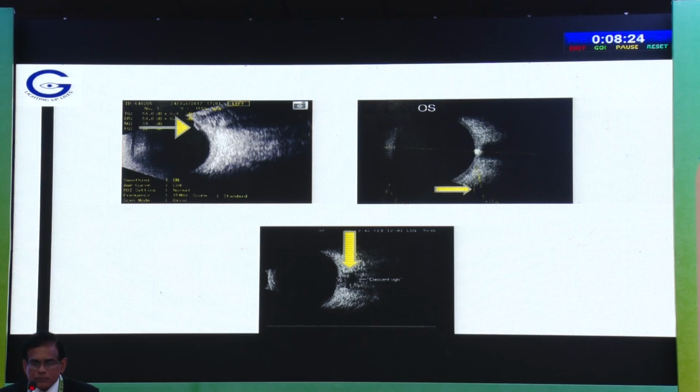When we do a B scan for drusen, we have to always look for the A scan spike here, which is diagnostic of drusen. So how will you differentiate papilledema and drusen in B scan? In papilledema, we have this crescent sign. That is, the CSF collection is here, so we get this crescent sign. But in drusen, it will not be there.